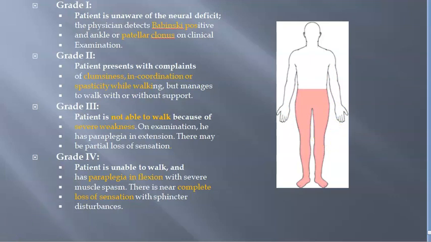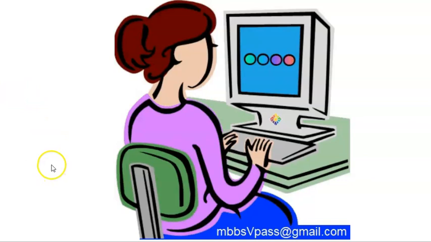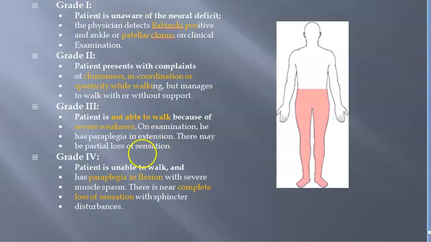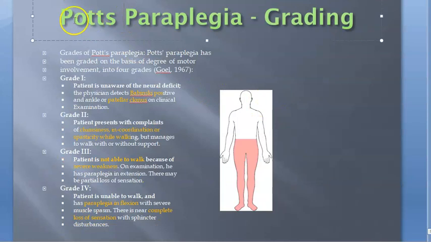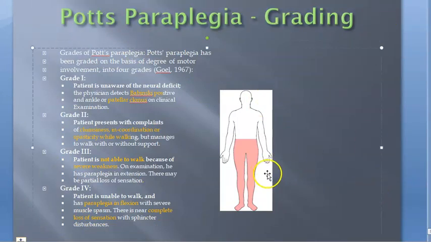Okay. So did you understand grade 1, grade 2, grade 3, grade 4 of what? Of Pott's paraplegia. First of all, he is not aware. Secondly, he has slight awareness. Then he's not able to walk. And finally, he has lost sensation and also doesn't have sphincter control. That is the grading of Pott's paraplegia. Remember, this is about the nerves.